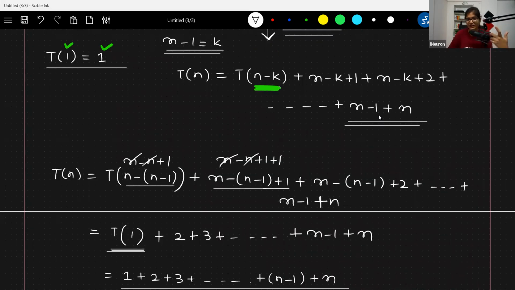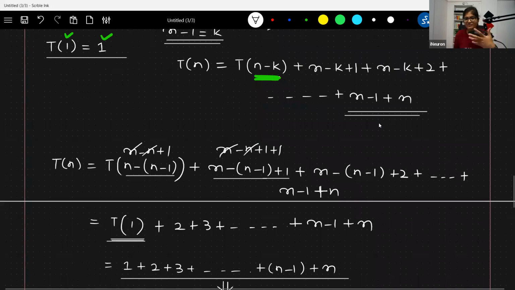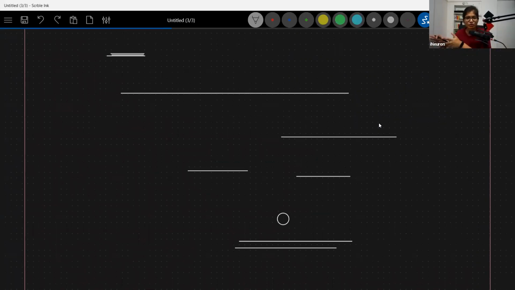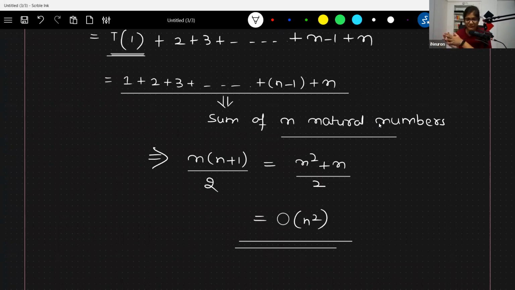After that, you will get some kind of a series each and every time. It might be the sum of n natural numbers, it might be an AP series, a GP series, a factorial kind of series, or a logarithmic kind of series. According to that, you will be able to build an intuition of what the overall big O time complexity of your code is. How is it n into n plus 1 by 2? Because this is a series of n natural numbers. The sum of n natural numbers is n into n plus 1 by 2.